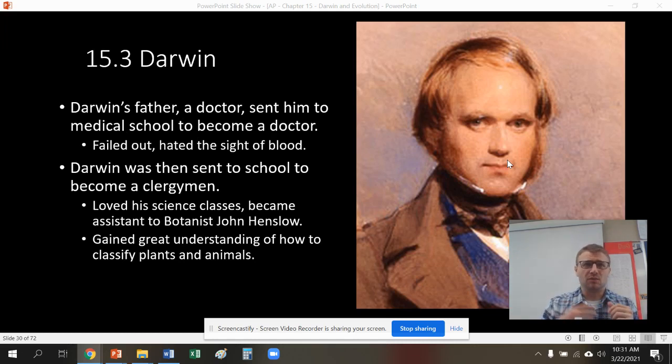At this time period, the job really kind of signified your class system in England, and his father wanted him to have this nice job, and Darwin didn't like the idea of becoming a clergyman. However, he did really like his science classes, and became an assistant to the botanist John Henslow. Through his time with Henslow, he actually gained a great understanding of plant and animal diversity.